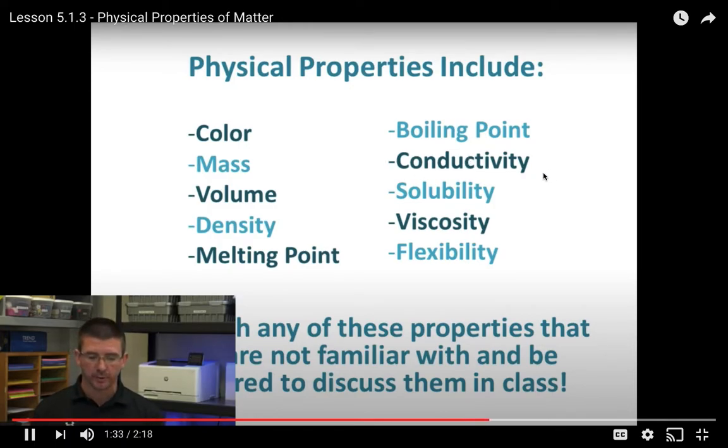Physical properties can include things like color, mass, volume, density, melting point, boiling point, conductivity, how well heat or electricity might pass through it, solubility, whether it dissolves in water, viscosity, how well it flows or how resistant it is to flowing in the case of liquids, or flexibility, how well it bends. And it's important that we're familiar with what the different properties are and how we can use them to describe different materials, different substances that we might encounter during our science class.